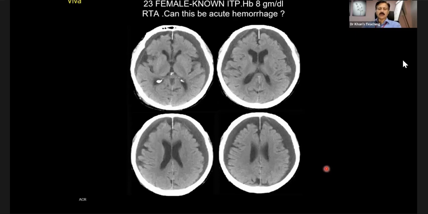The helicopter brings the patient to you maybe 12 hours down the road. The patient is still alive, but has lost a lot of hemoglobin. At presentation it is only 8 grams, and when you do a CT scan, it might be low density. So that is the concept which you have to remember.